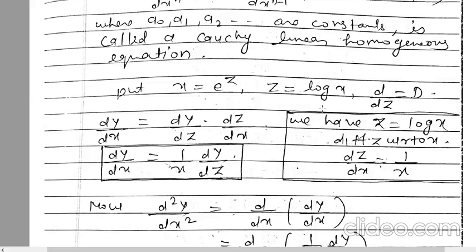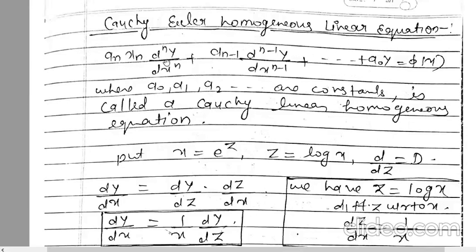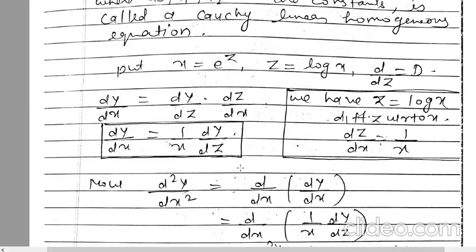Now our differential equation is a_n x^n d^n y upon dx^n plus a_(n-1) x^(n-1) d^(n-1) y upon dx^(n-1), and so on, right? So our target is to calculate dy upon dx, right? For the calculation of dy upon dx, we can write dy upon dx as dy upon dz into dz upon dx. There is no change in this, because dz cancels out. We get dy upon dx, right? So we can write dy upon dx in the form of this one.